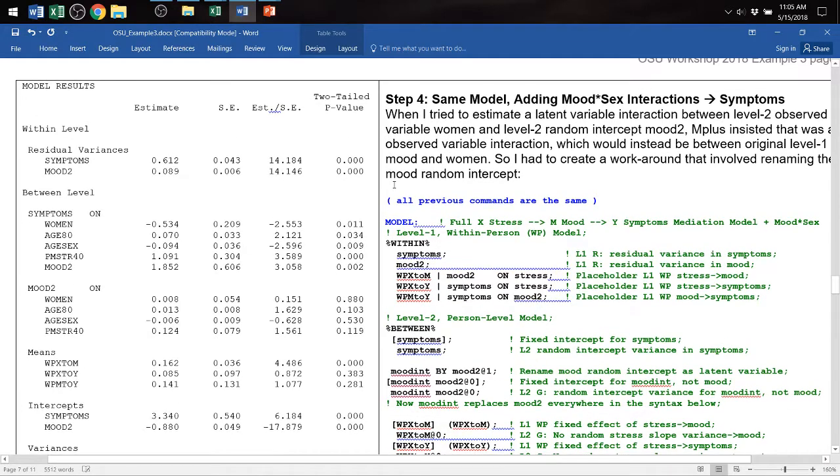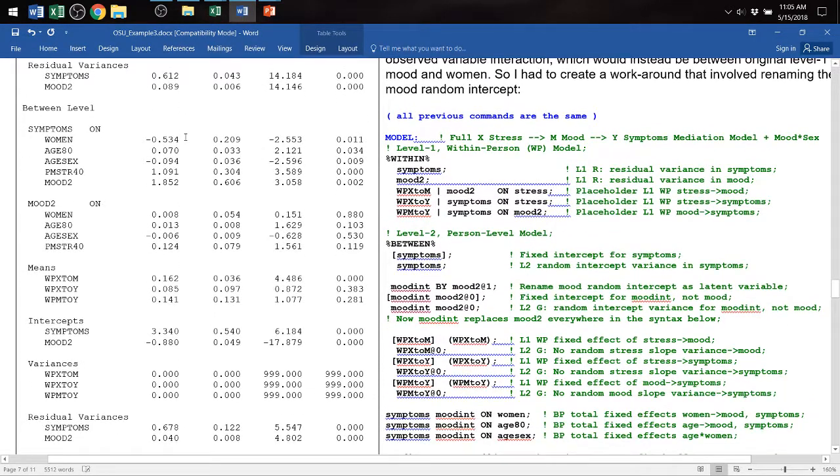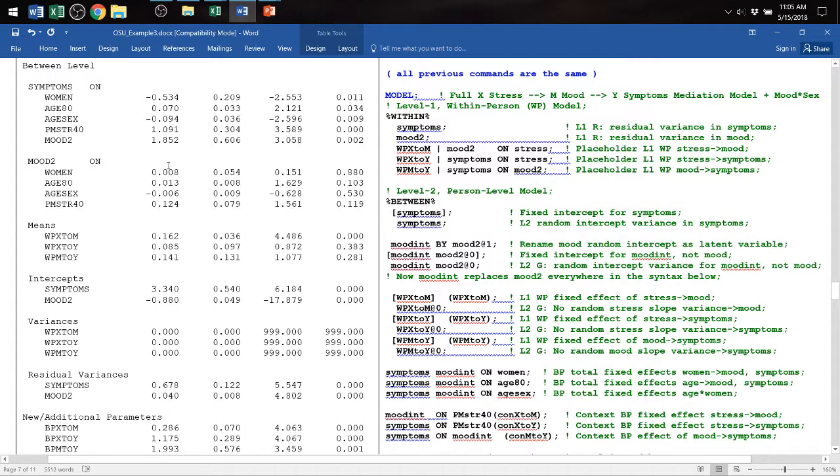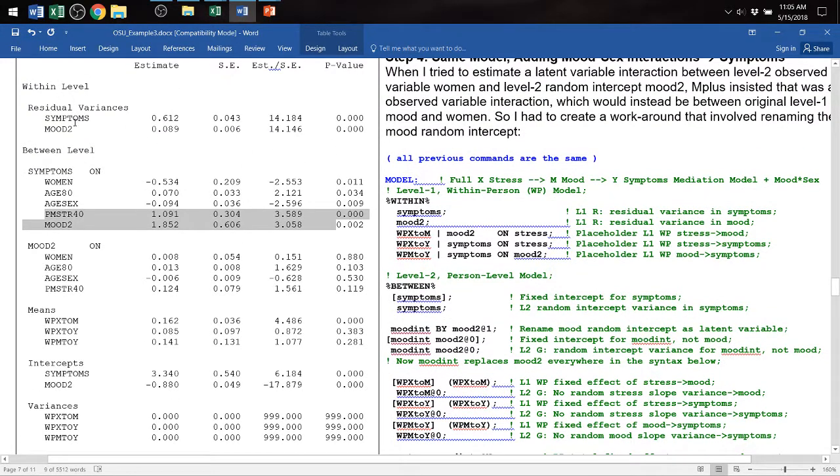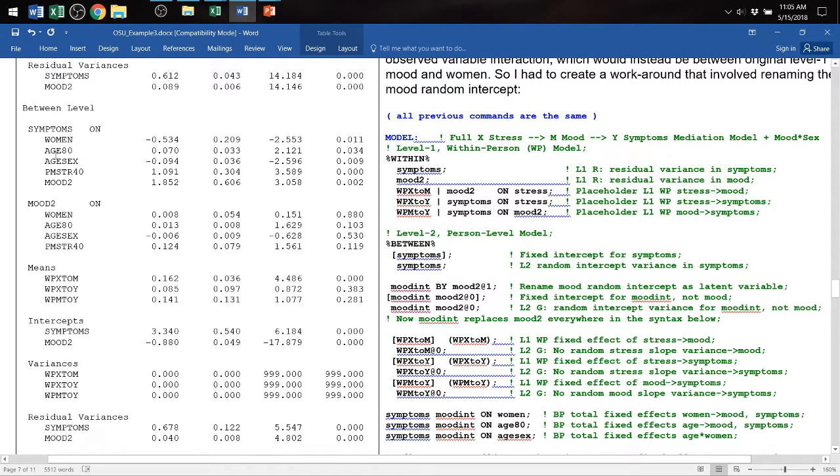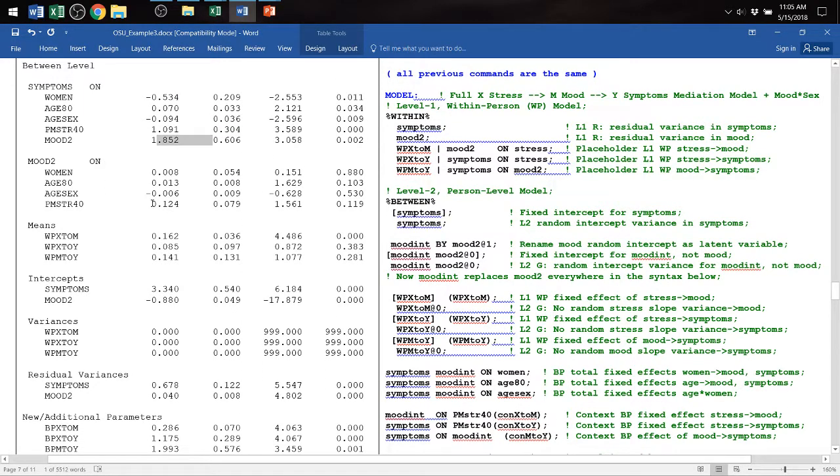But here we go. On the left side here, the within level doesn't have any fixed effects. It has just the leftover variance in mood and the leftover variance in symptoms at level 1. I have the covariate effects here first for symptoms. It looks like there is a significant contextual effect of stress on symptoms and mood on symptoms. There is not a significant contextual effect of stress predicting mood.